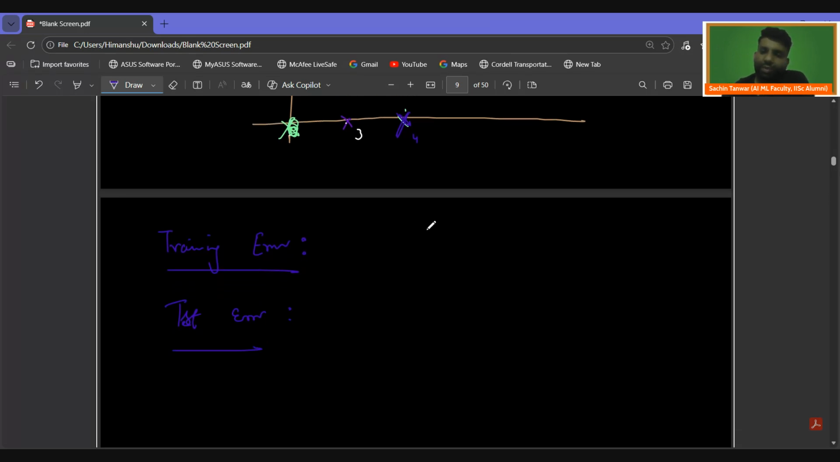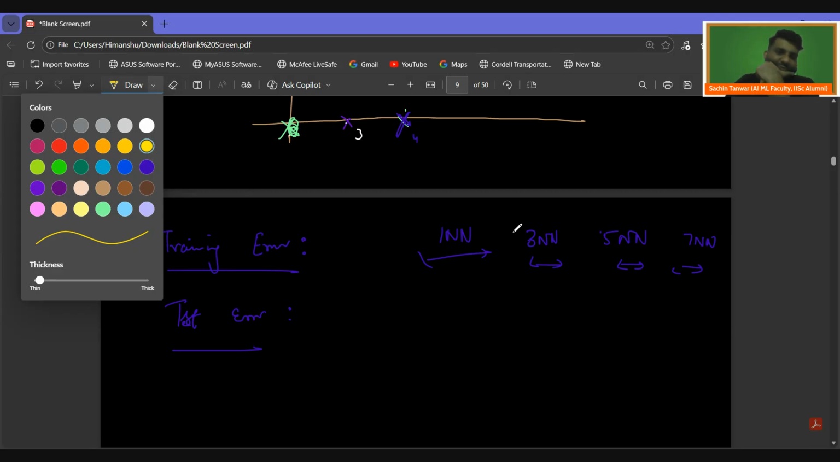Now, if I talk about one nearest neighbor, what would happen? 3 nearest neighbor, what would happen? 5 nearest neighbor, what would happen? Let's suppose 7 nearest neighbor, what would happen? So if I keep increasing the value of k, what would keep on happening? I need to just talk about that.